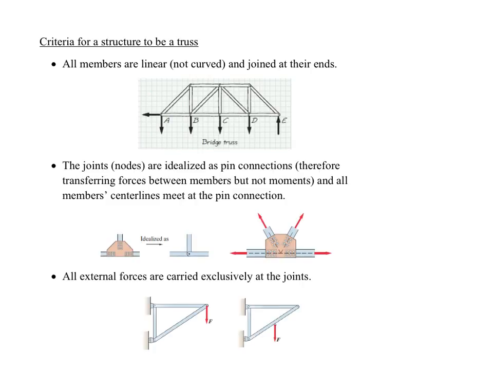So first, the criteria for a structure to be considered a truss is that all members are linear, they're not curved, and they're joined at their ends. So you'll notice that there's no connection to the middle of a beam. And what do I mean by that? Let me point it here.